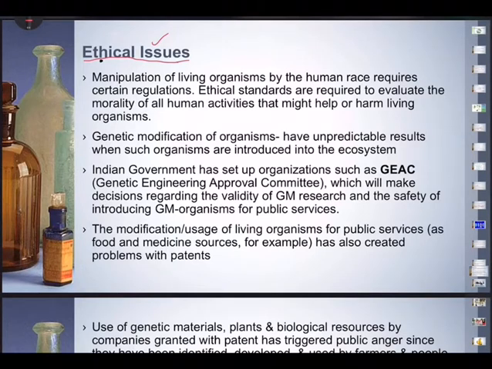So manipulation of living organisms by the human race requires certain regulations. There have to be some rules and regulations. Ethical standards are required to evaluate the morality of all human activities that might help or harm living organisms. Genetic modifications of organisms, we were talking of GMOs.